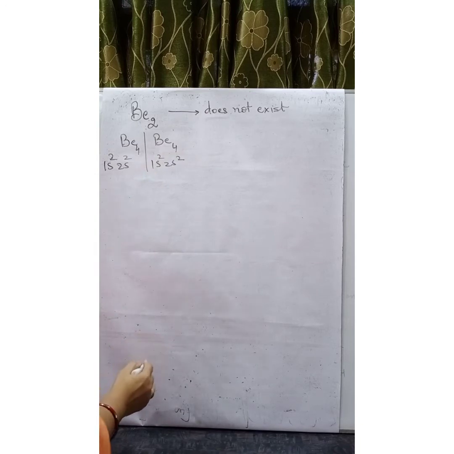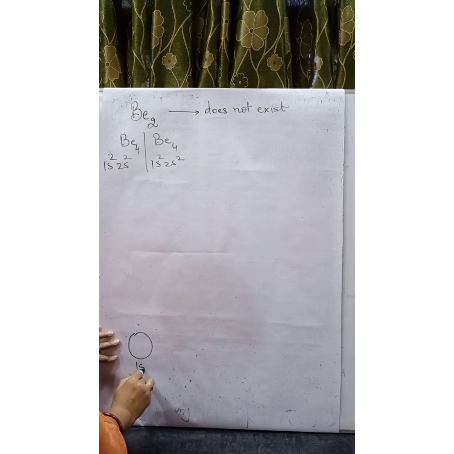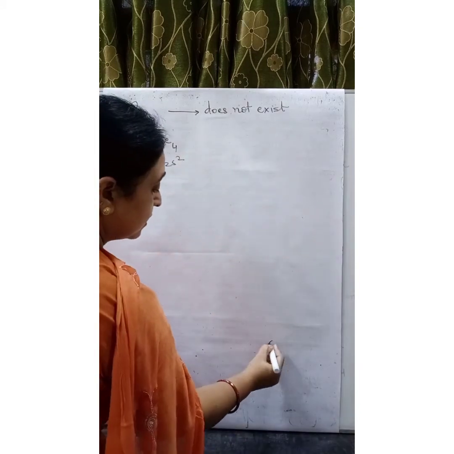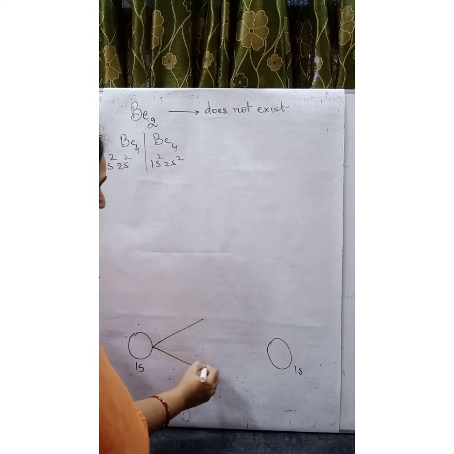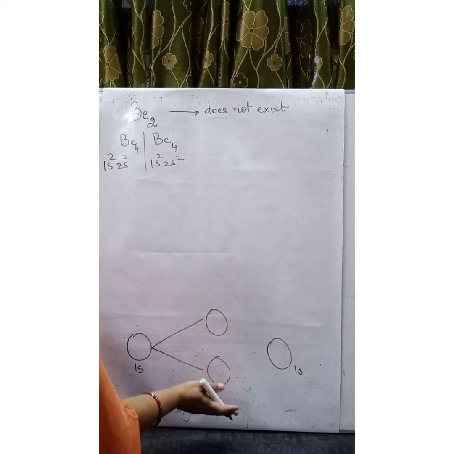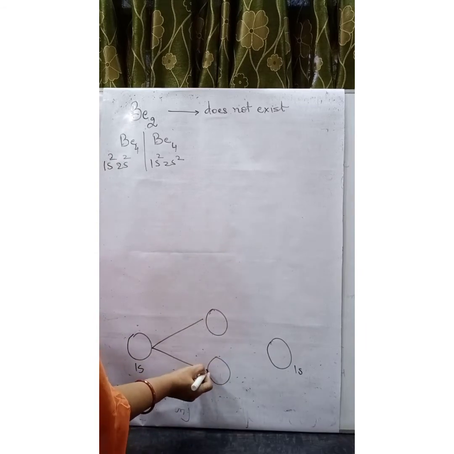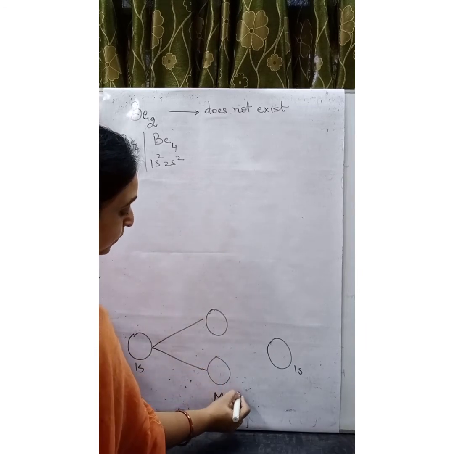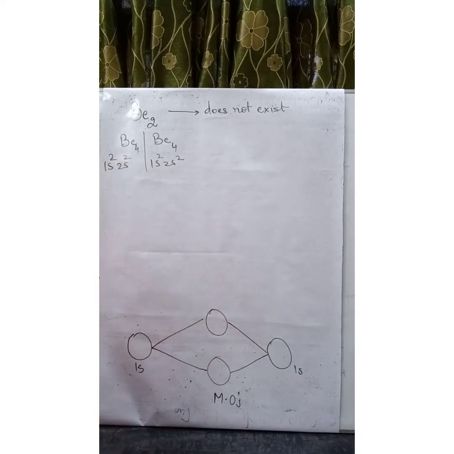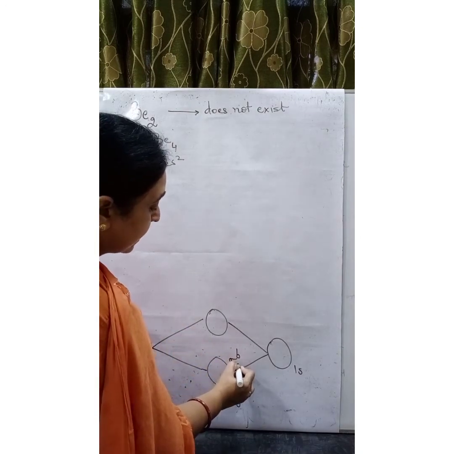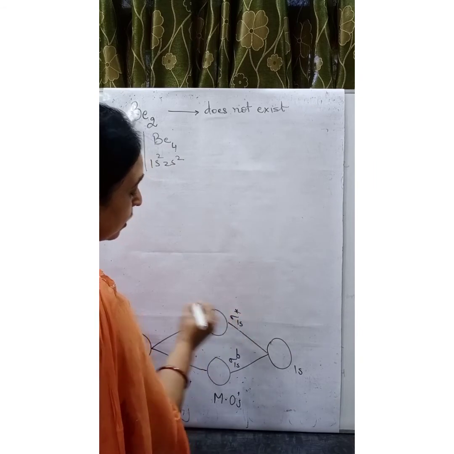Now let us first put down the orbital diagram. 1s has lower energy, so for this beryllium we put the atomic orbitals on the left hand side. For this beryllium we will put them on the right hand side. When 1s and 1s combine, they form two molecular orbitals. In the center we have the molecular orbitals, so this is MOs. Half of the molecular orbitals are bonding and half are anti-bonding. So this is sigma bonding 1s and this is sigma anti-bonding 1s.